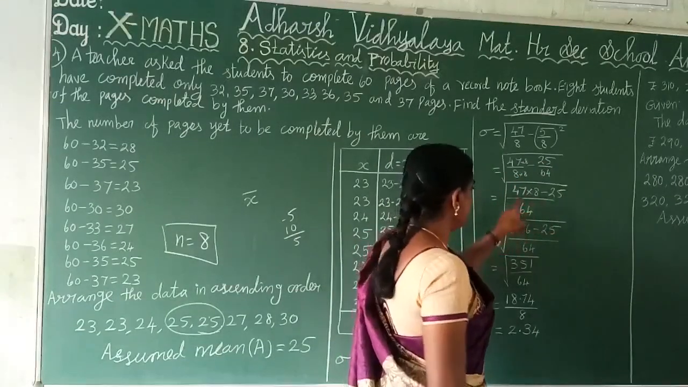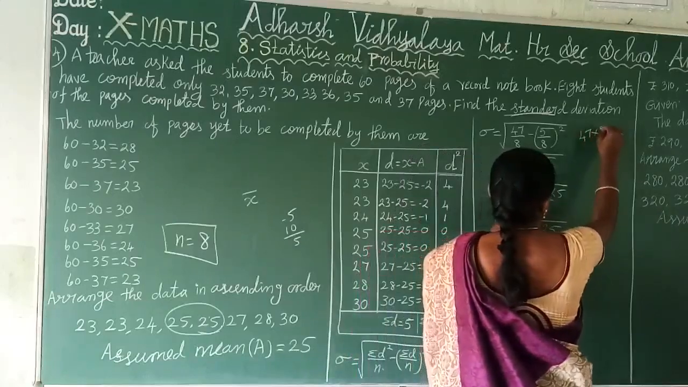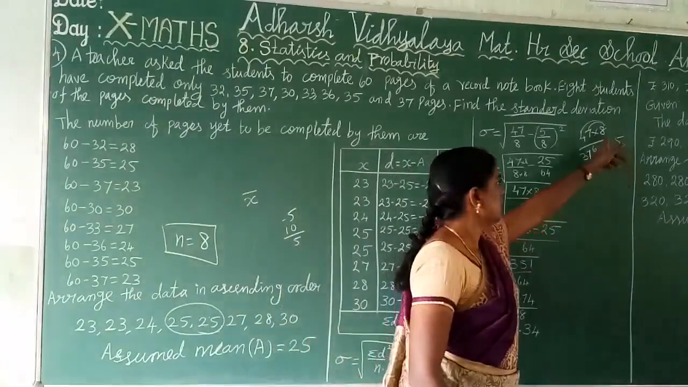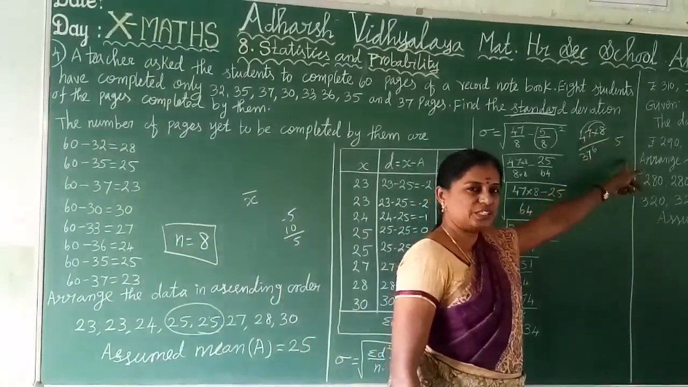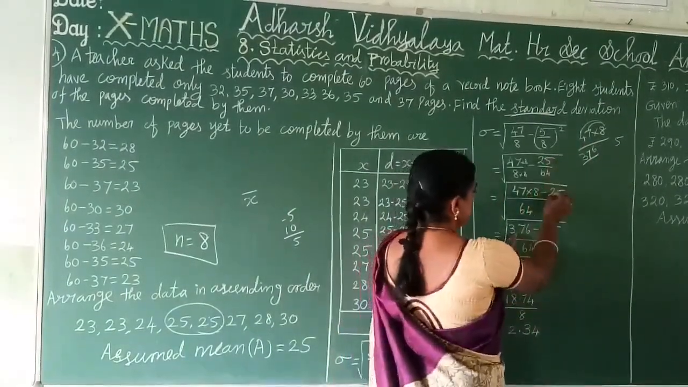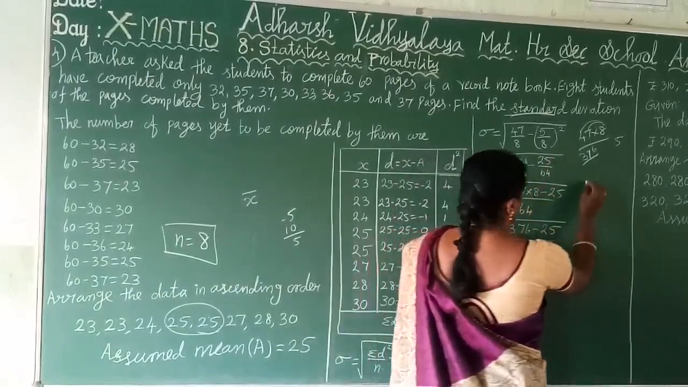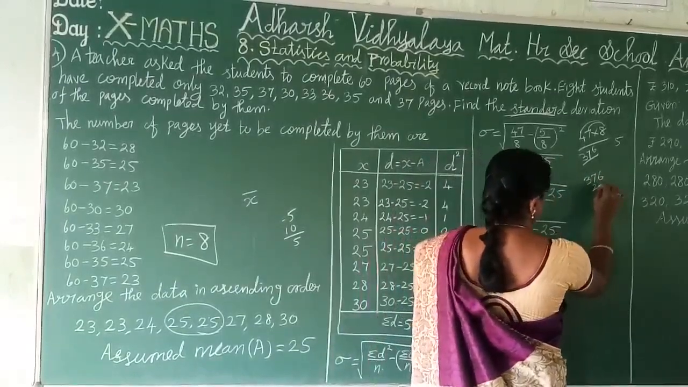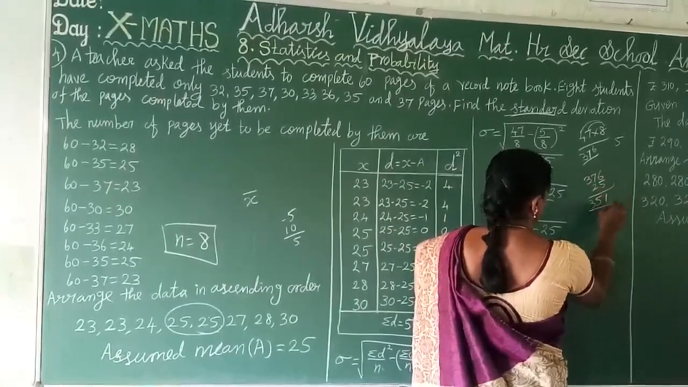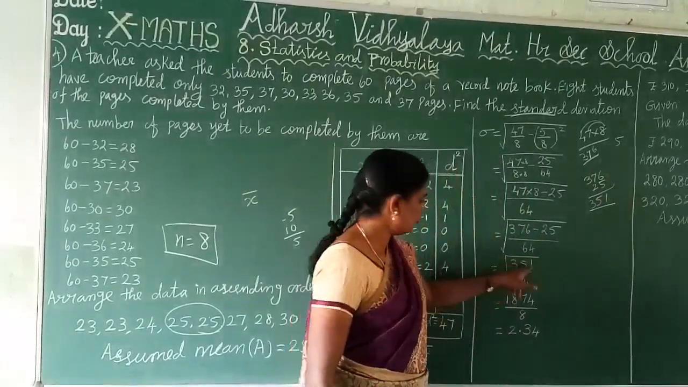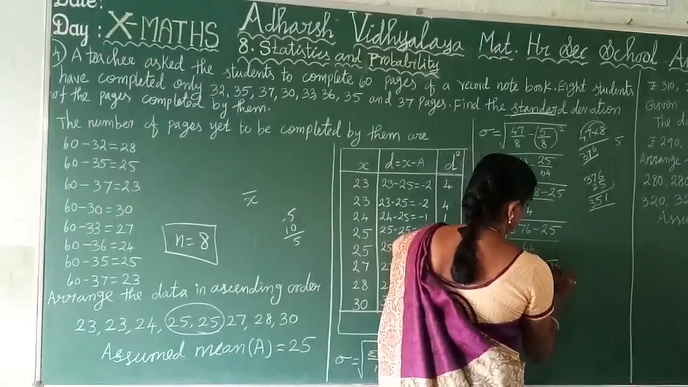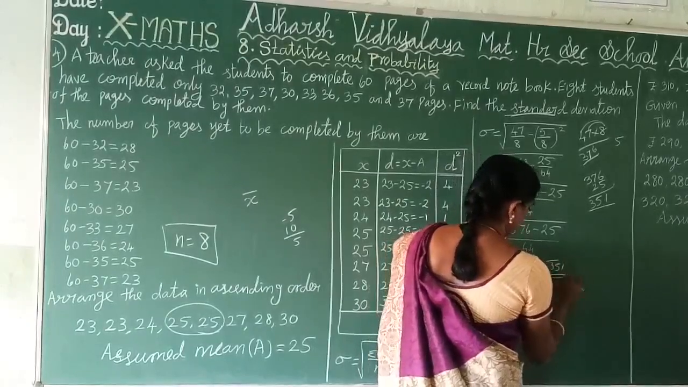So 47 into 8, answer: 8 sevens are 56. 6, remainder 5. 8 fours are 32. 32 plus 5, 37. So totally 376. Clear? 376 minus 25 by 64. Again 376 minus 25. So 6 minus 5, 1. 7 minus 2, 5. So 351. Clear? 351 by 64. And separately here give root 351 by 64.